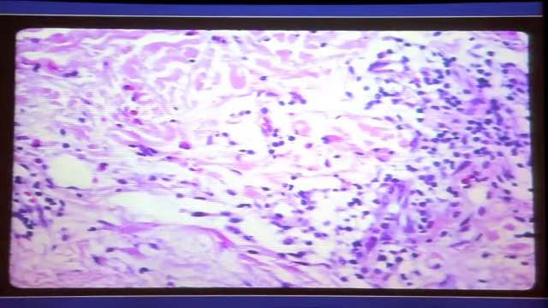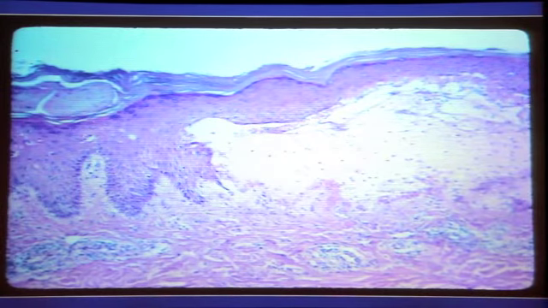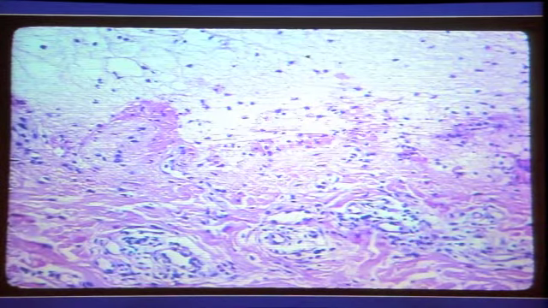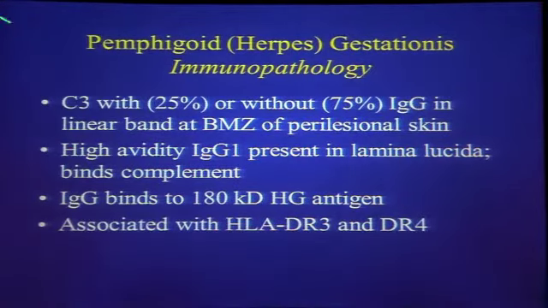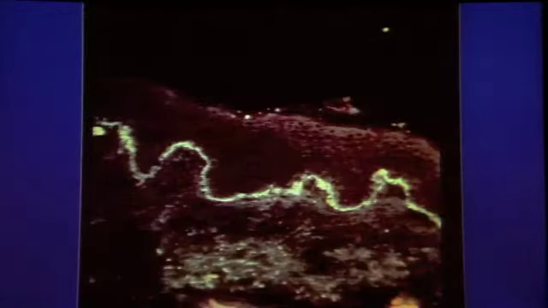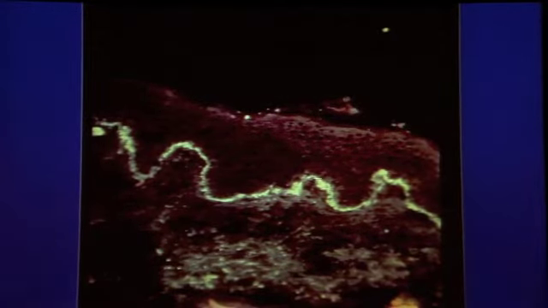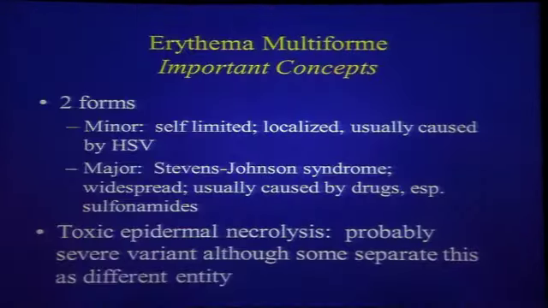You get primarily complement with no other immunoreactants. So here you see the subepidermal blister, and this is due to a highly avid IgG that binds complement, this 180 kilodalton herpes gestationis antigen. So this is C3 only binding here.